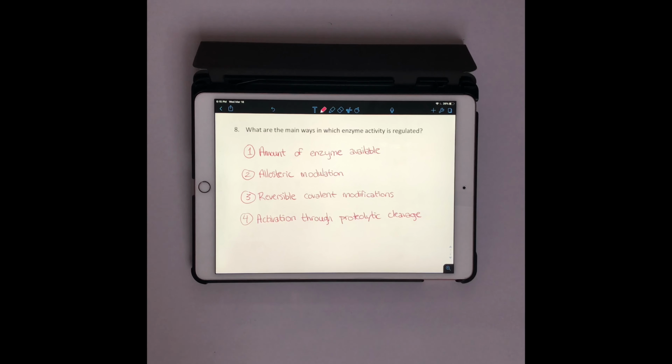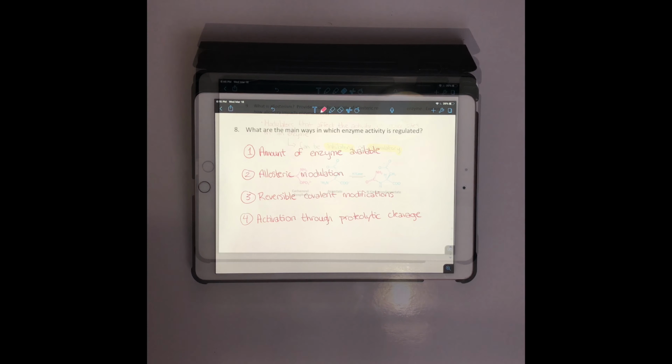Number four would be activation through proteolytic cleavage. We talked about that with the zymogen being cleaved and activated to become an enzyme. So that's the proteolytic cleavage here to activate a new enzyme. So that's obviously extremely important for enzyme activity.